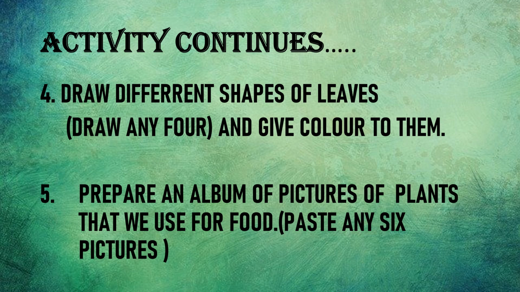Activity: draw different shapes of leaves. Draw any four and give color to them. Prepare an album of pictures of plants that we use for food. Paste any 6 pictures. Children, do these activities in your classwork notebook. Don't forget to put the continuous numbers 4 and 5.